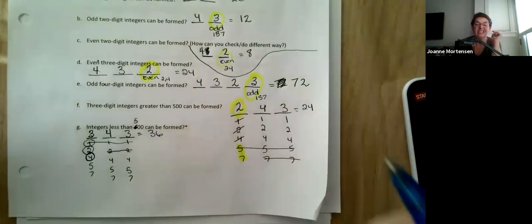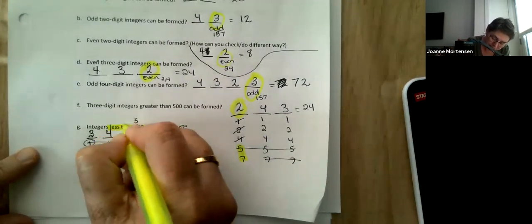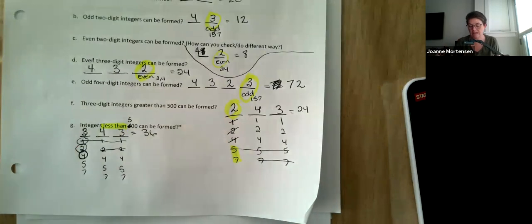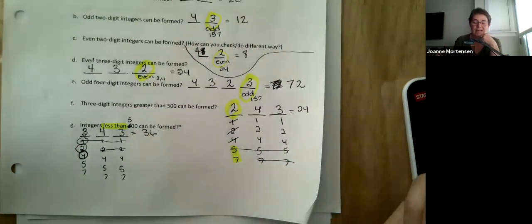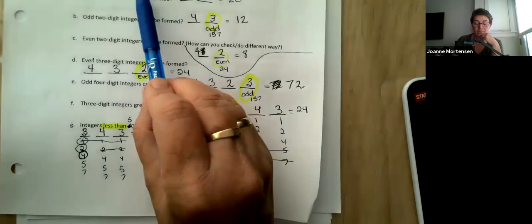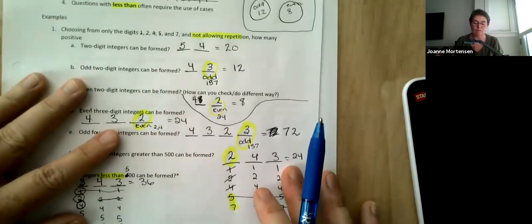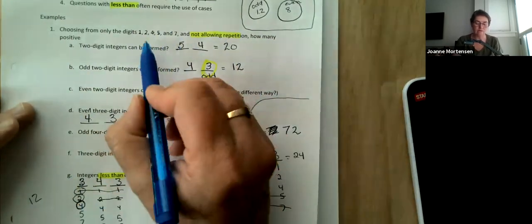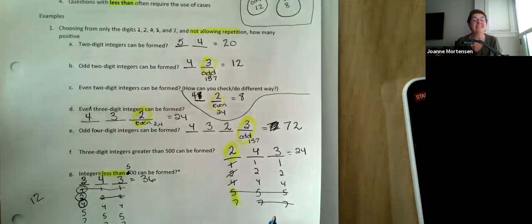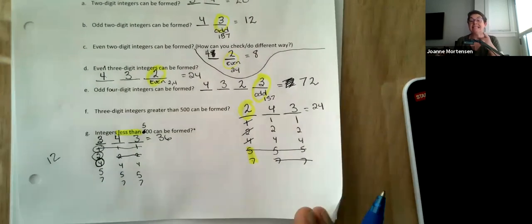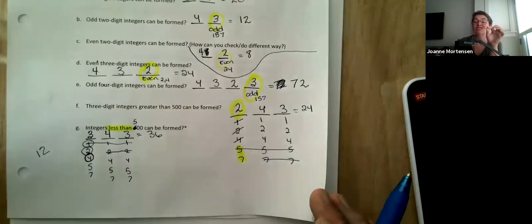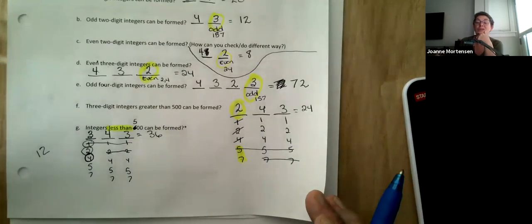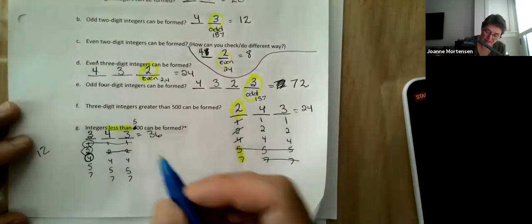But wait, sneaky part. With that less than, what if I told you the number 12? What if I just wrote 12? That's using my digits. Is that less than 500? Yeah, it is, right? So watch for the less than. It's almost always done in cases. So these are my 3-digit numbers.